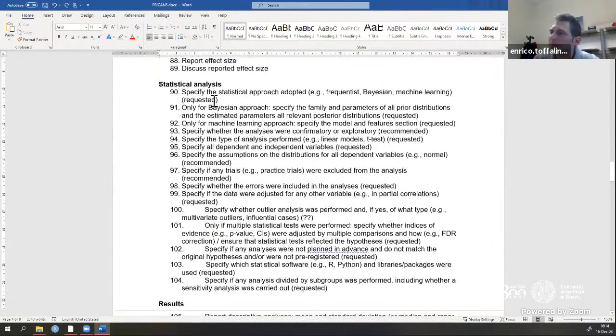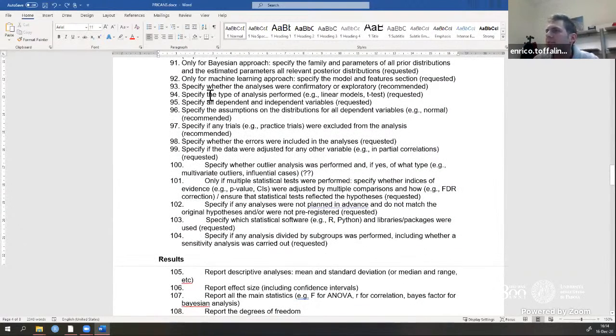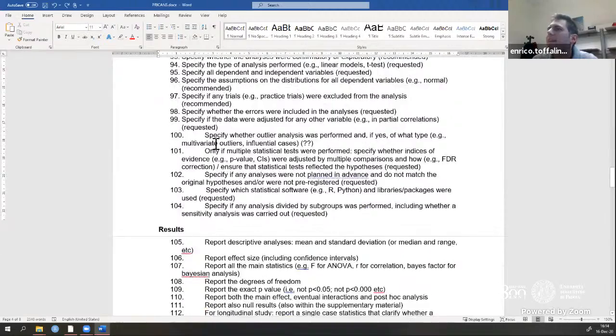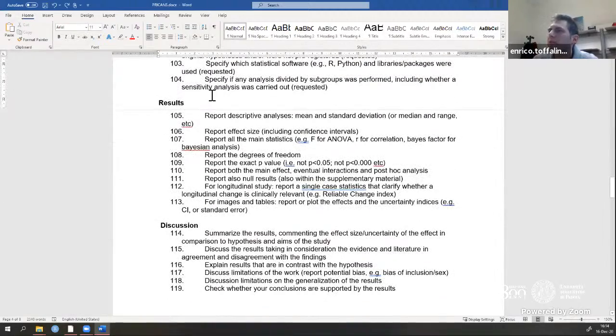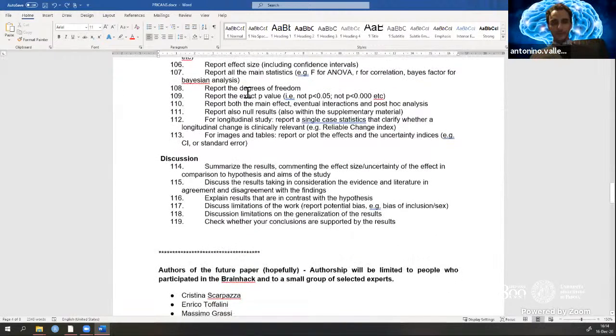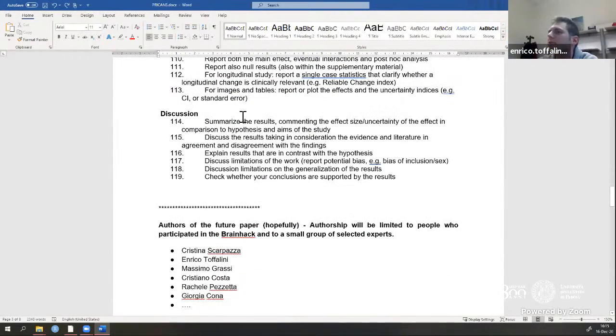And a series of specifications about the statistical analysis, of course, starting with the approach, and a series of other aspects, including the effect sizes, the uncertainty indicators, the statistical software, in case it was used, which one, which packages, what should be reported about the results from the relevant descriptive statistics, and a series of important specifications, and what should be reported in the discussion eventually.